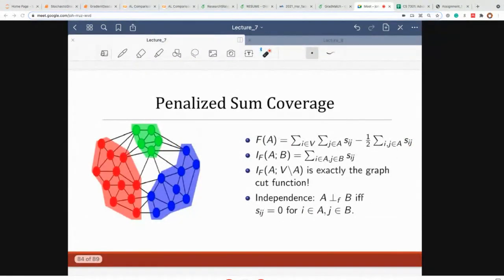It turns out that for a graph cut function, this mutual information is nothing but the cut between A and B, so the sum over i in A, sum over j in B of s_ij. And in fact, if of A comma V minus A is exactly the graph cut function. And here A and B are independent if between A and B there is no joint similarity.